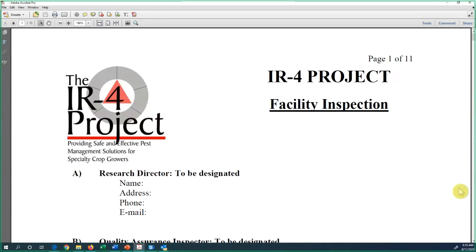Okay, now, I need to do that within 20 minutes so we can have some minutes for questions. Okay, let's talk about the inspection. This is the checklist for the IR-4 project facility inspection.